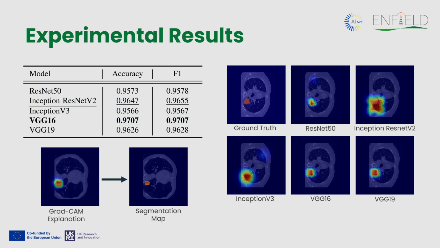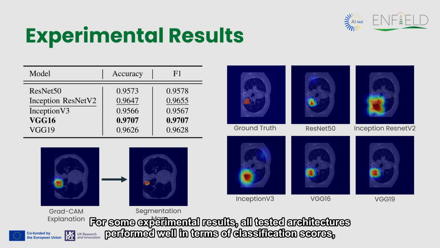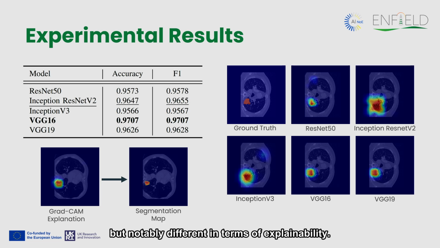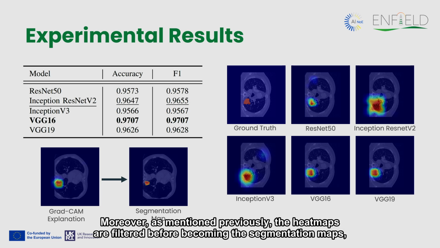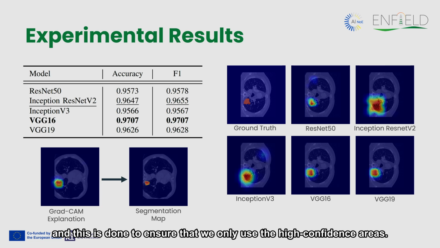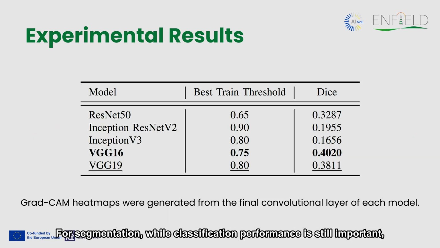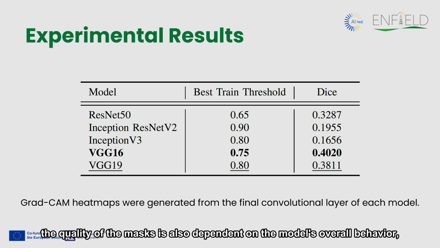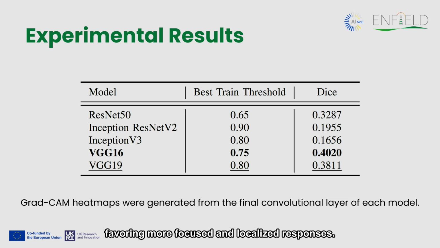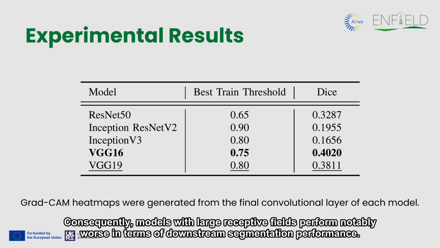For some experimental results, all tested architectures performed well in terms of classification scores, but notably different in terms of explainability. Moreover, as mentioned previously, the heat maps are filtered before becoming the segmentation maps, and this is done in order to ensure that we only use the high confidence areas. For segmentation, while classification performance is still important, the quality of the mask is also dependent on the model's overall behavior, favoring more focused and localized responses. Consequently, models with large receptive fields perform notably worse in terms of downstream segmentation performance.